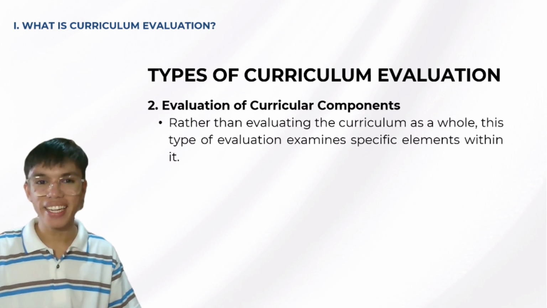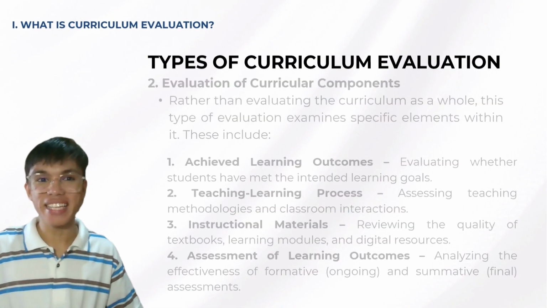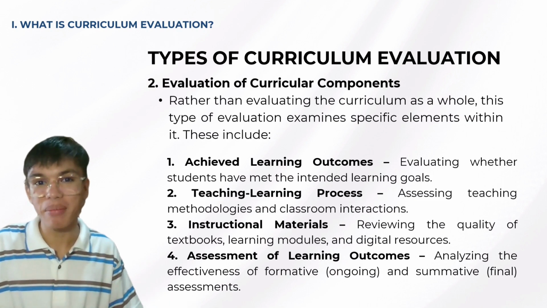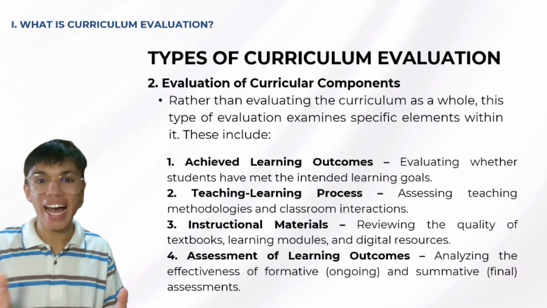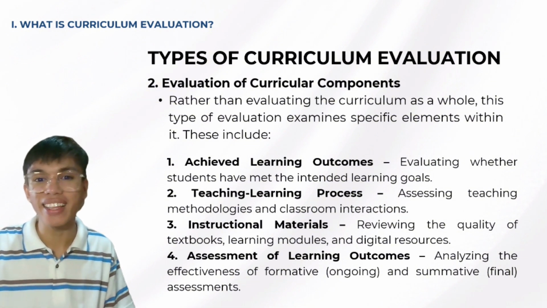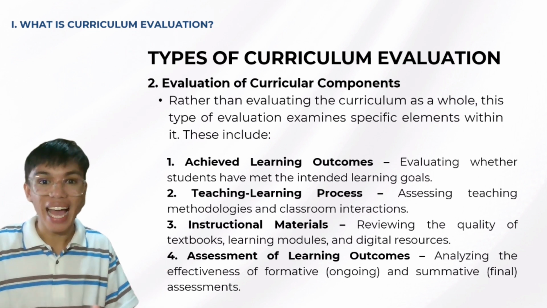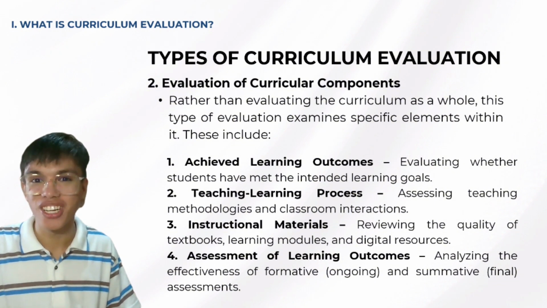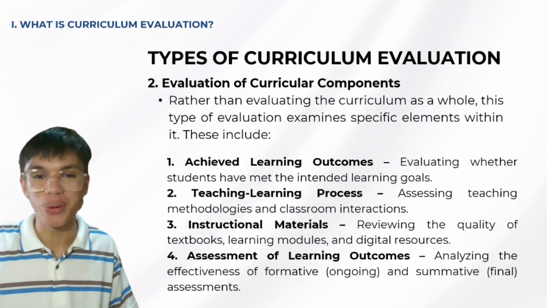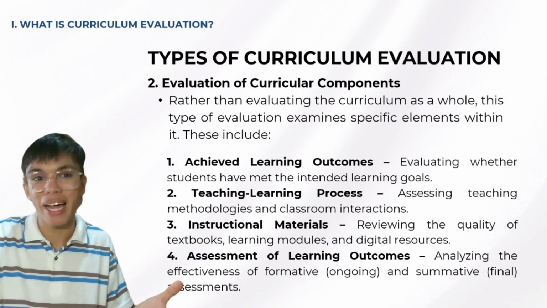So class, here are the key components we evaluate. First is achieved learning outcomes. At the end of the day, what matters most? Whether students actually learn. So we evaluate if students meet the intended learning goals by looking at their performance, mastery skills, and ability to apply knowledge. So if students struggle, the curriculum might need improvement.